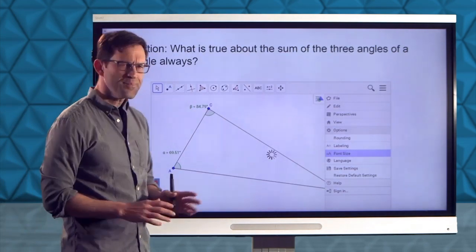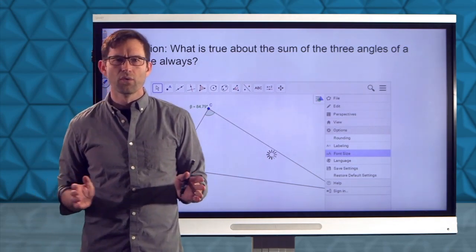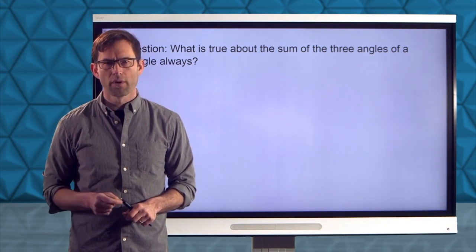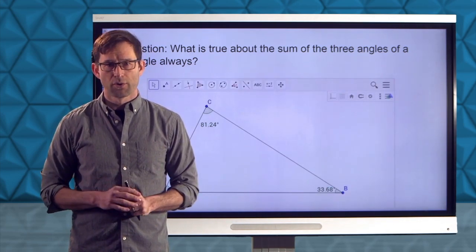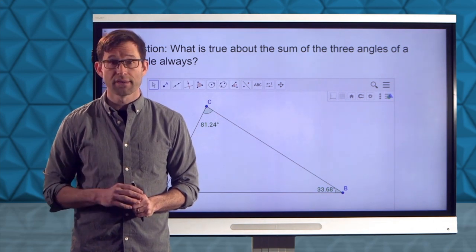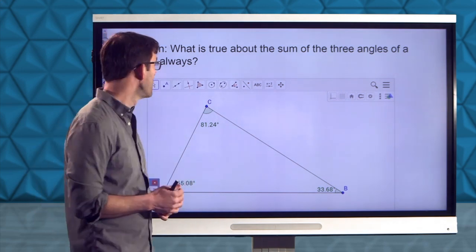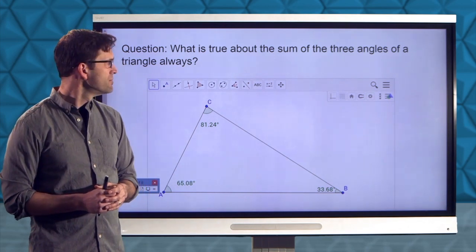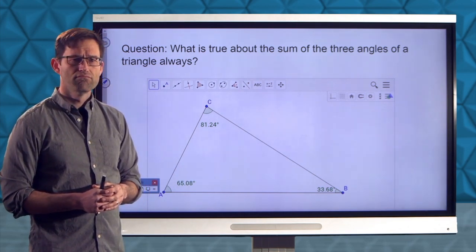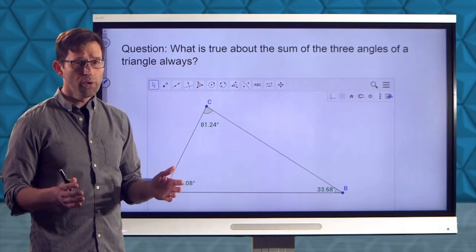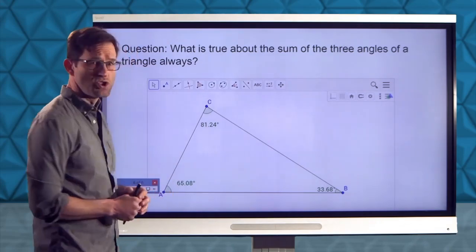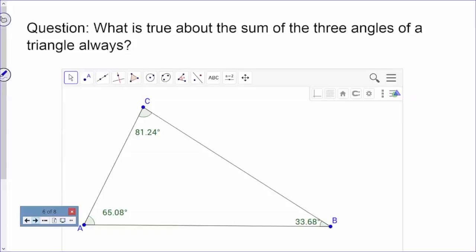Okay. Now, the last little piece that we're going to do today is we are going to prove one of the most important ideas in all of geometry, and one of the ones that is known the best in geometry, right? What is true about the sum of the three angles of a triangle always? Think about this for a moment. Well, I hope you already know the answer, right? But let's take a look at this GeoGebra widget, okay? And see if we can kind of figure it out.